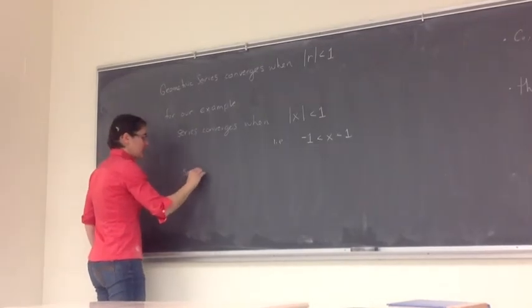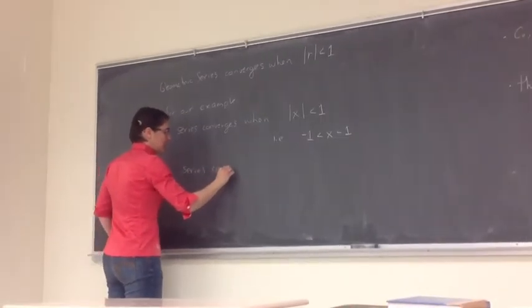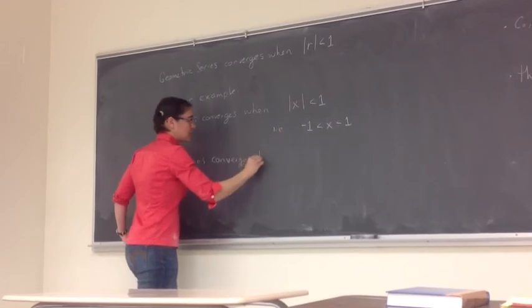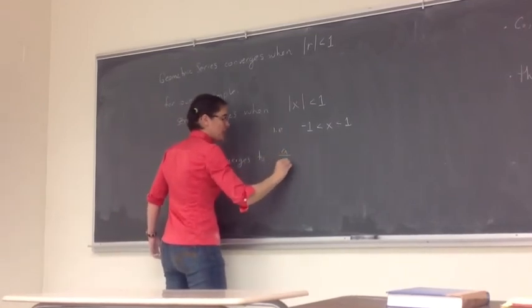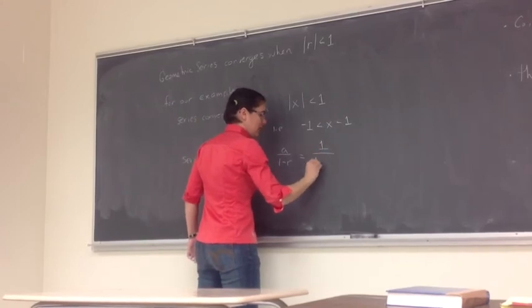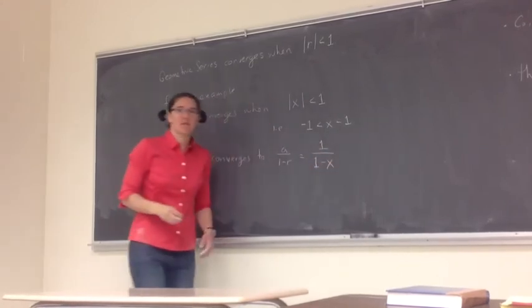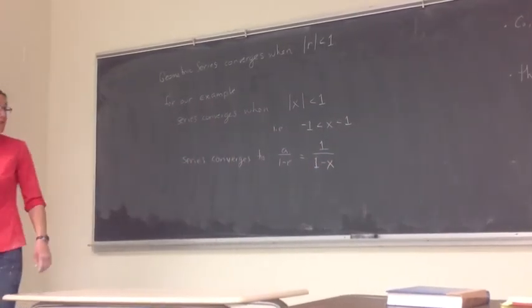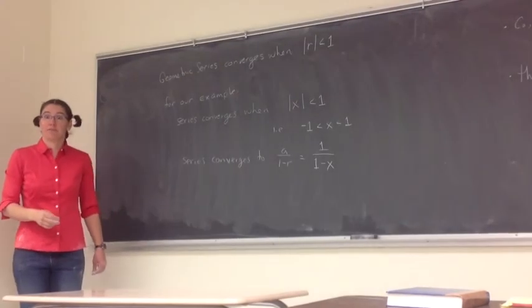And because we have a geometric series, our series converges to a over 1 minus r. A is 1, and r is equal to x. And so our series converges to 1 over 1 minus x.